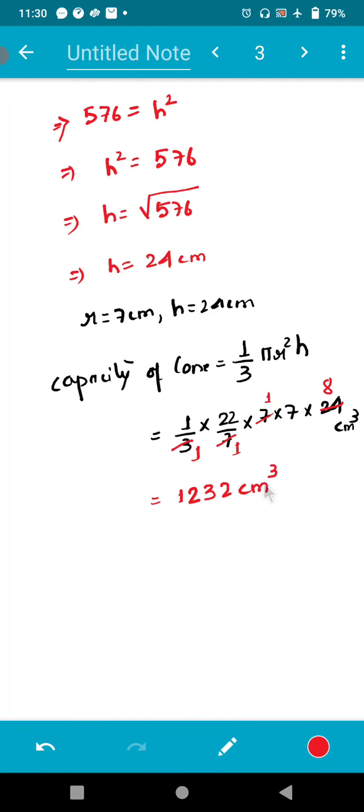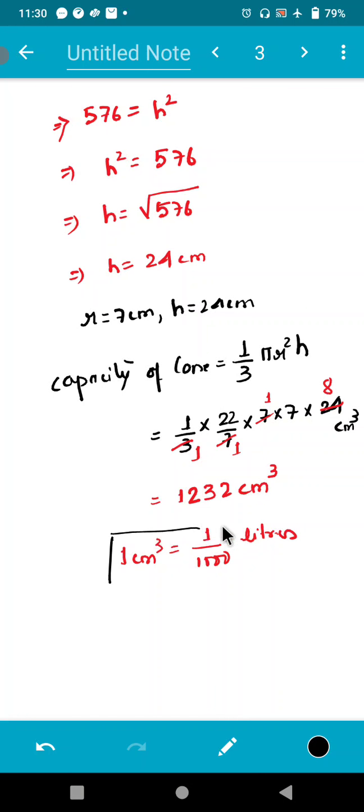Okay, but in the question they have already specified to find the capacity in liters. So you have to convert this centimeter cube into liter form. For that you need to know the conversion, that is 1 centimeter cube is equal to 1 by 1000 liters. Always remember this.